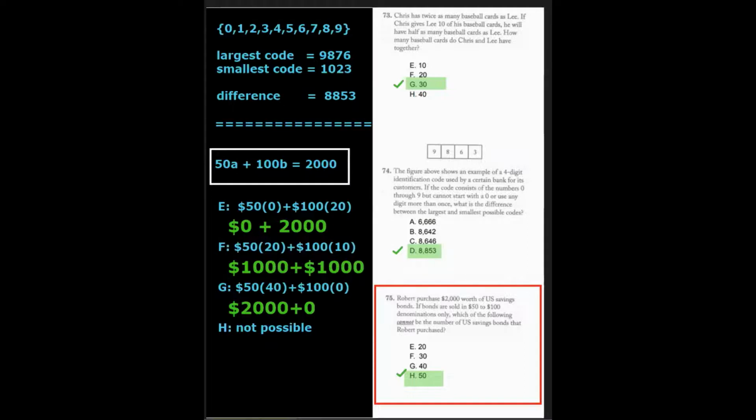Lastly, H is not possible because if he has 50 bonds, even if he buys the smallest denomination, then he would have $2,500 worth of bonds. So it's not possible, since if those 50 bonds were of a $100 level, they would be even worth more. So say he bought 50 bonds at the $100 level, that's $5,000 worth of bonds. So H is impossible because if he purchases 50 of the bonds, even if he purchases the smallest amount, he'll certainly have more than $2,000 worth of US savings bonds.